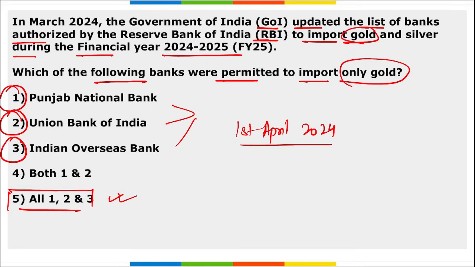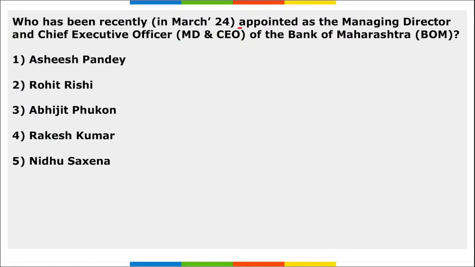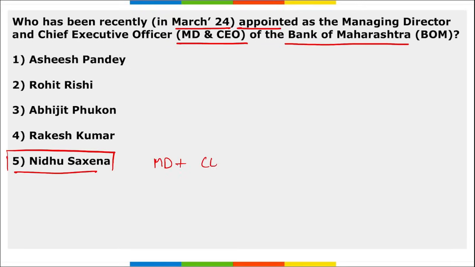Then next, who has been recently appointed as the Managing Director and Chief Executive Officer of the Bank of Maharashtra? Nidhu Saxena was appointed as the Managing Director and Chief Executive Officer of the Bank of Maharashtra for a period of 3 years. Right? For how long? For a period of 3 years. He will be replacing A.S. Rajiv.